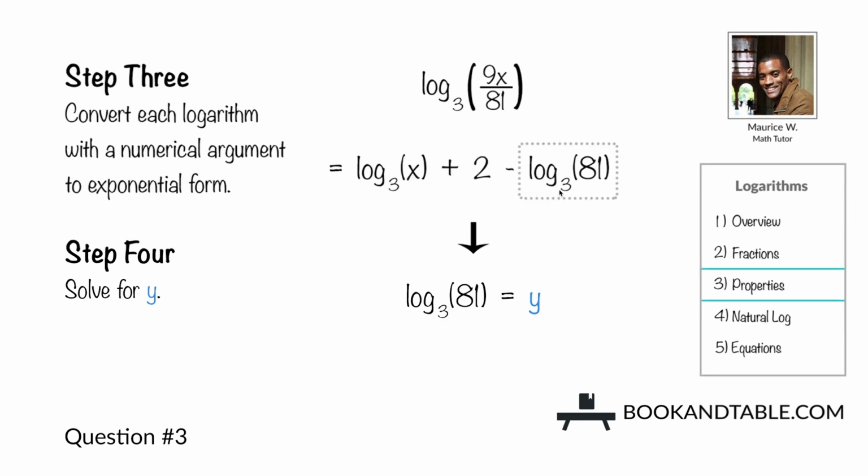And now for this term, we set it equal to y. And we can convert it to exponential form by taking our base 3, raising it to a power of y, and setting it equal to the argument 81. And we can now solve for y. We replace 81 with its equivalent value, 3 to a power of 4. And this allows us to see that y would be equal to 4. So the log of base 3 of 81 can be swapped out for its equivalent value 4.